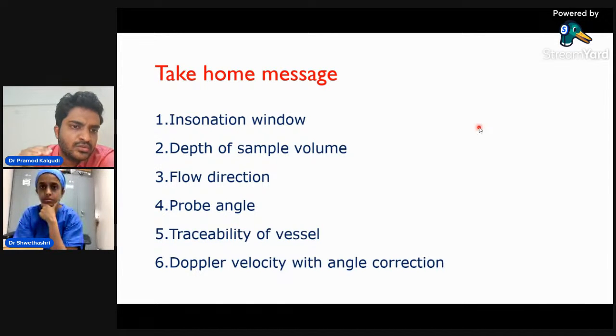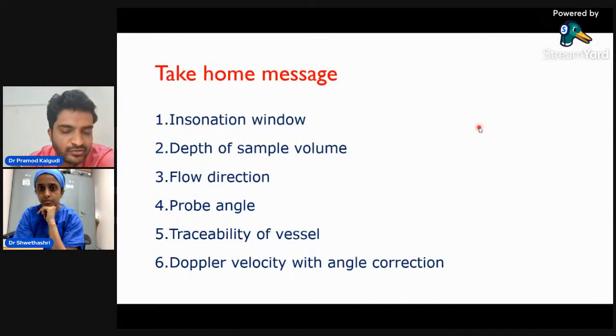So you need to know what insonation depth you are looking at, and what the direction of flow of the vessel is. Is it towards you or away from you? Once you know the direction of the flow and the depth it's been insonated at, you'll be able to decide that this is an MCA, this is an ACA, this is a terminal ICA, this is a bifurcation of ICA and MCA. And then you put a pulse wave Doppler and measure the velocities.